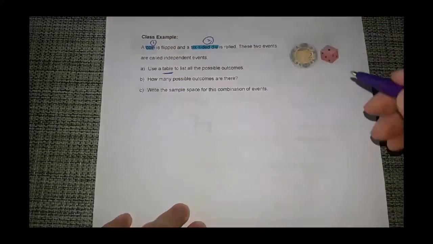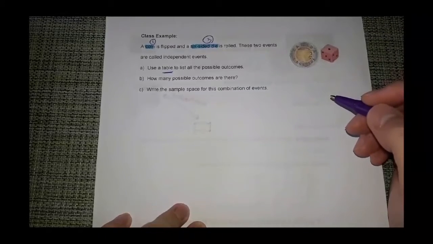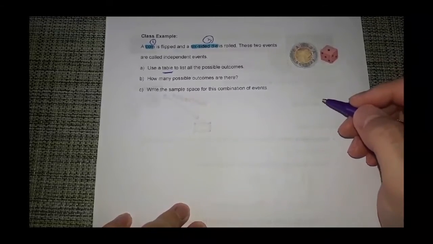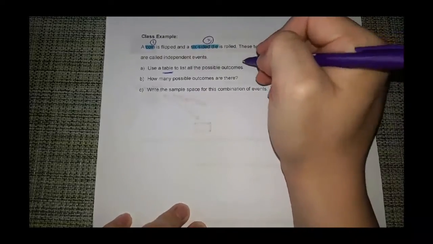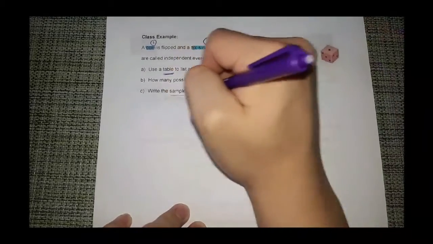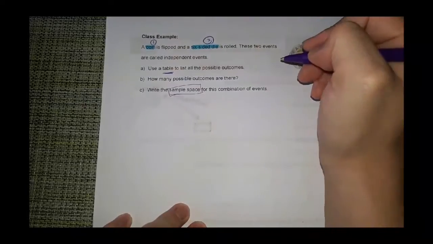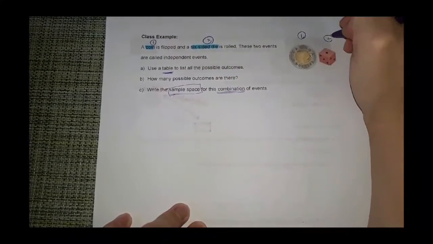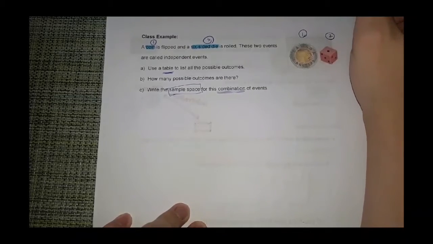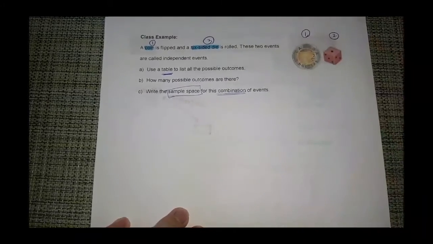We are going to use a table to determine all possible outcomes, and B, how many possible outcomes are possible to have, and C, write a sample space, which is the total number of outcomes for the combination of event number 1 and event number 2. That's what you can do.